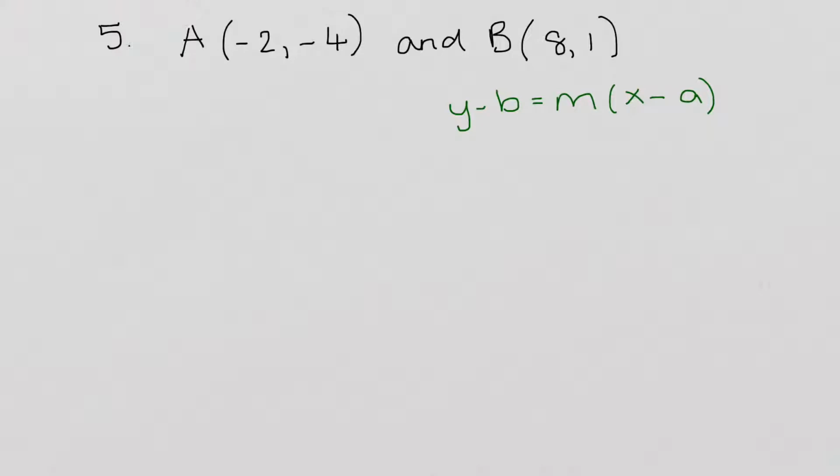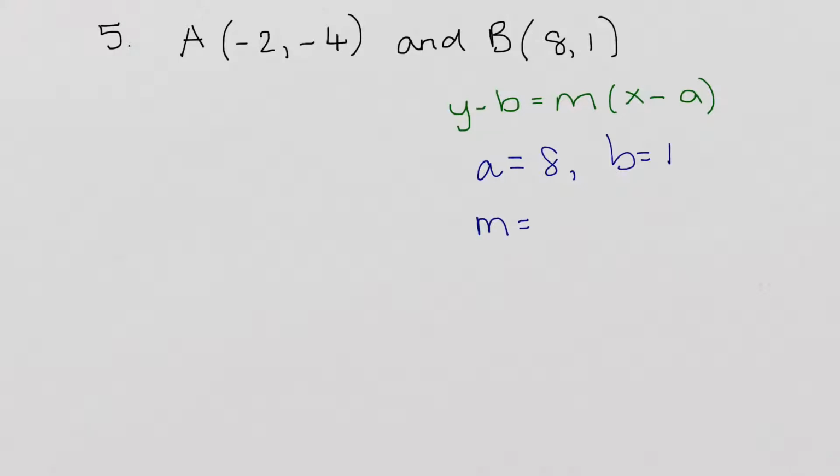Question 5, you're given 2 points and you want to find the equation of the line. So the first thing you need to write down is the equation that you're going to use for the line. So y minus b equals m times x minus a. Now your b and your a, that can be any of the 2 points that you're given. So I'm going to just use a equals 8 and b equals 1. The only reason I've chosen point b to use is to avoid using the negative numbers, but you can use either a or b. So I've got my a and my b, but I don't know what my gradient is.